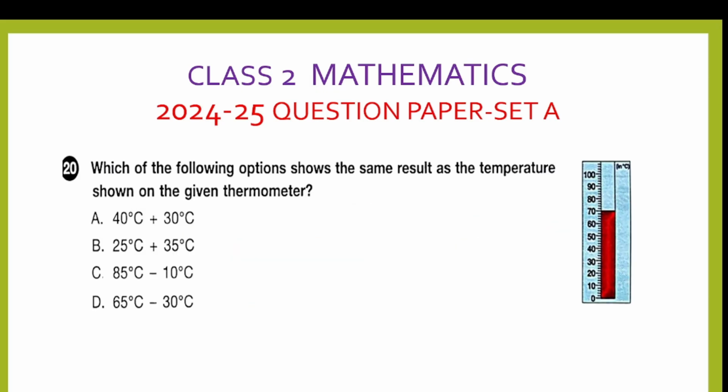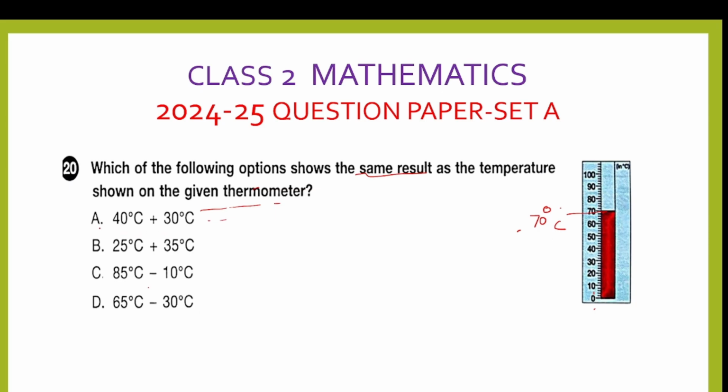Next question. Which of the following options shows the same result as the temperature shown on the given thermometer? So we have been given four options. We have the thermometer, so let's first find out the temperature on the given thermometer. If you observe here, it is 0, 10, 20 and so on up to 70. This means the thermometer shows a temperature of 70 degrees Celsius.